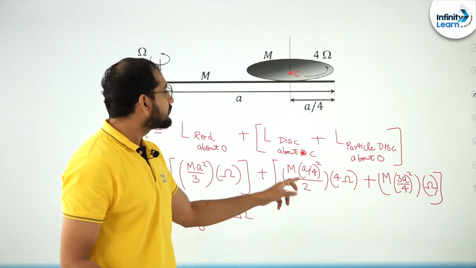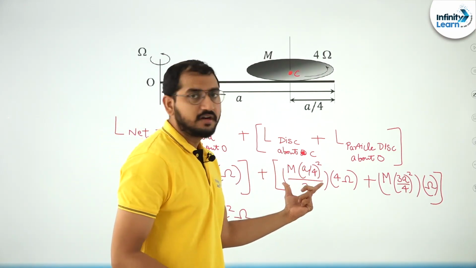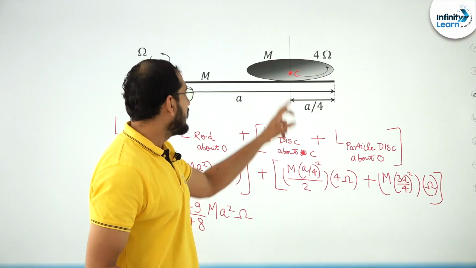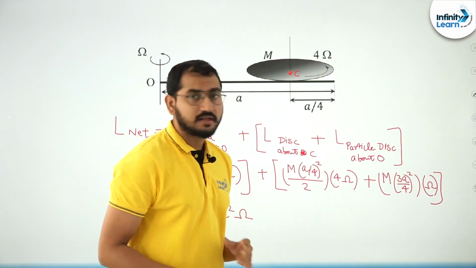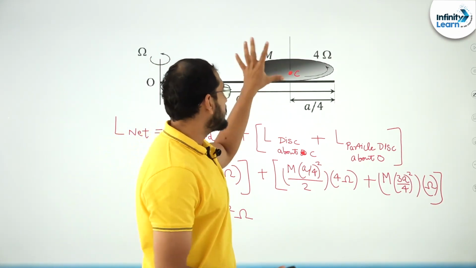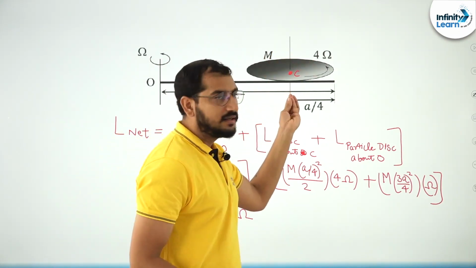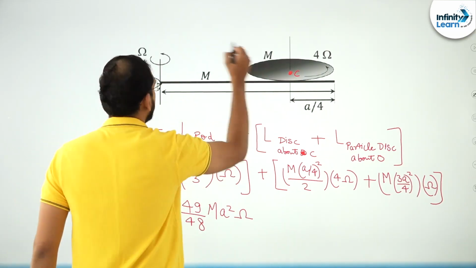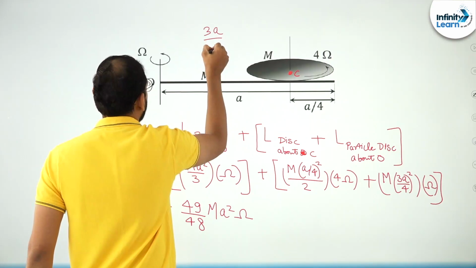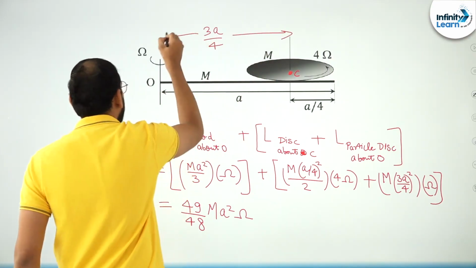For the disk, we know the moment of inertia is basically mr square by 2. The radius is a by 4. I'm plugging in all the values as they are. Angular velocity 4 omega is given to me. Right now, I will compress this disk. I will make it a particle. The particle is situated at point C, which is at a distance of how much? This is A, then this distance is 3a by 4 from point C to point O.